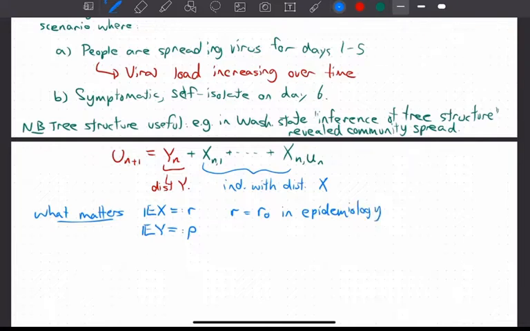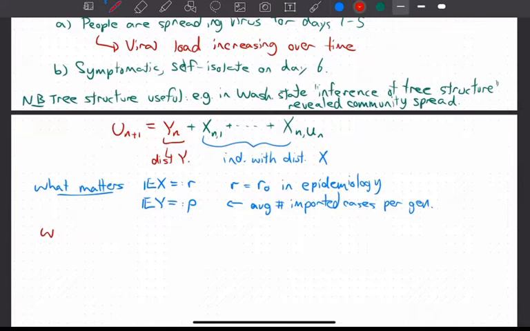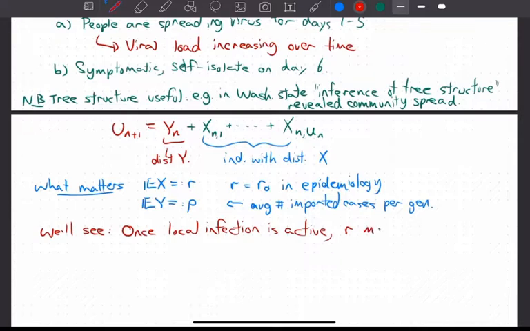And then this is rho, so the average number of imported cases per generation. Okay, and what we're going to see is, I think this is an important point to make right off the bat: once local infection or local transmission is active, it's R that's really important. So R matters way more than rho.